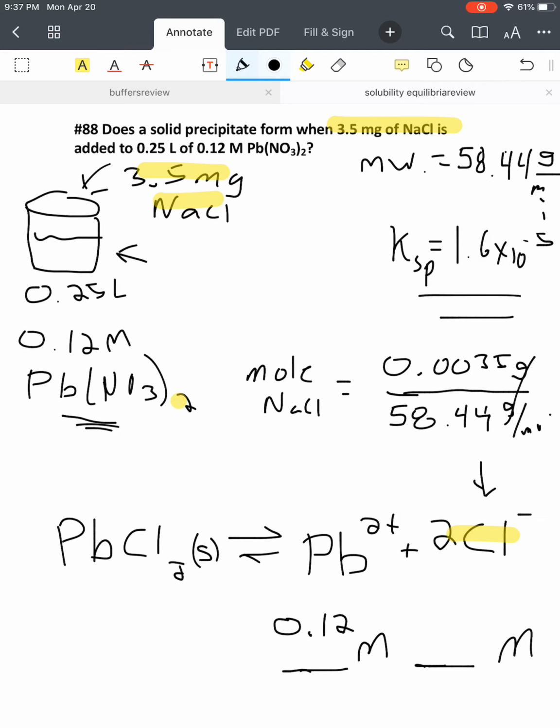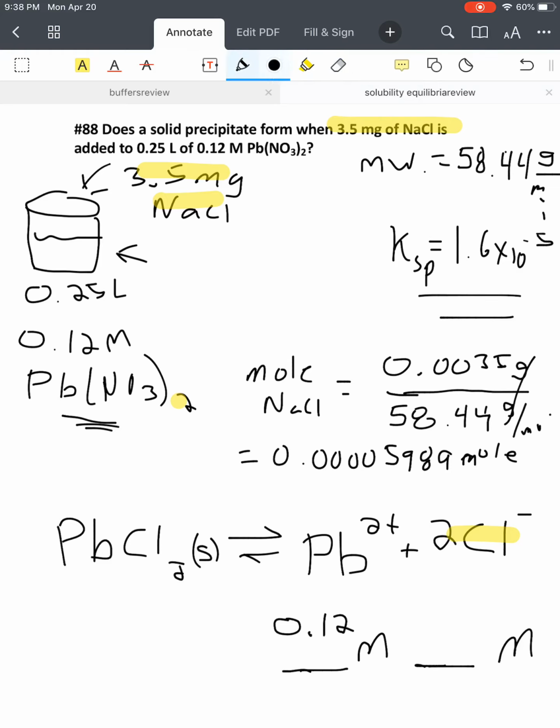So the gram units cancel, and we have moles basically once we do the math. So it looks like I need to do that math. I need to do 0.0035 grams, or 3.5 milligrams, divided by 58.44. And when I do the math, the number of moles of NaCl I get is 5.989 times 10 to the minus 5. And that's in mole units, specifically, moles of sodium chloride.